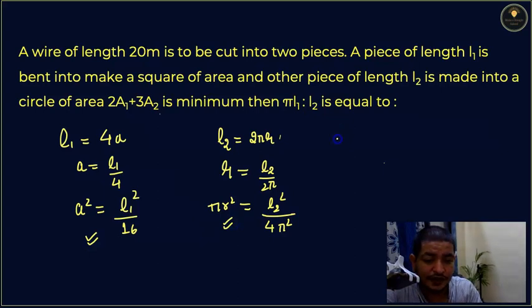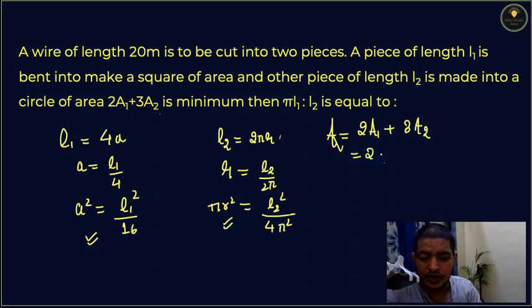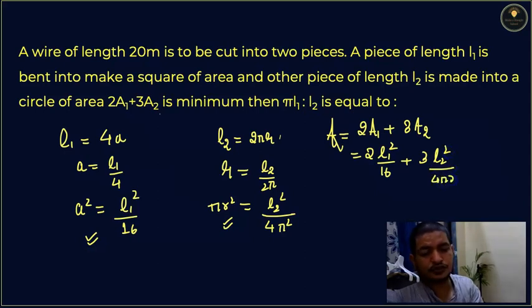Now let's find the main area that we have to find. The total area becomes 2A1 plus 3A2, which is equal to 2 into L1 square by 16 plus 3 into L2 square by 4 pi. I can write it like this. But we have to take everything in one form.